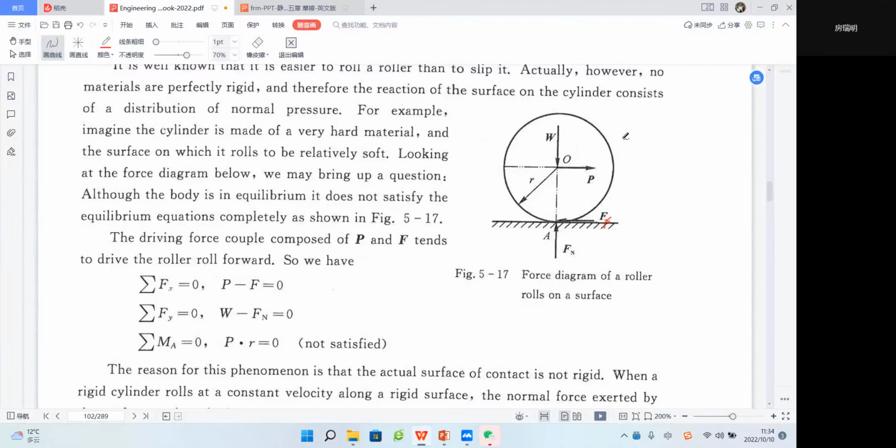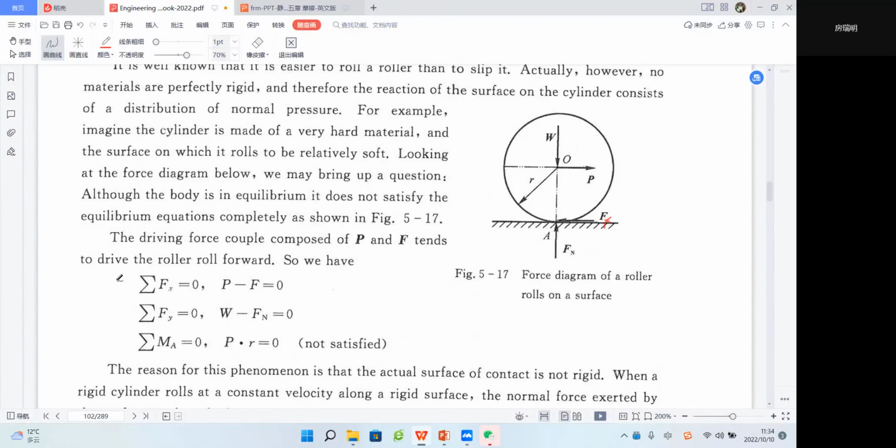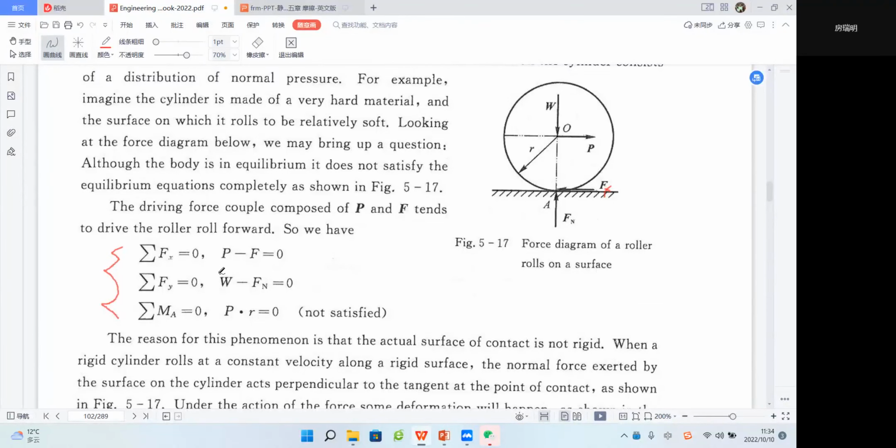So it's in the state of balance. Since it's in the state of balance, we can give the equilibrium condition, but we found some problem occur. See? We have sigma Fx equals 0, then P minus Ff, this is sliding friction, equals 0, which is true. So we have sigma Fy equals 0. Actually, our correct equation should be Fn minus W equals 0.